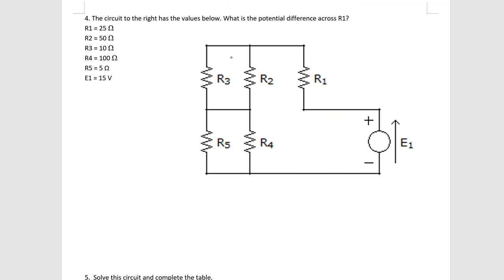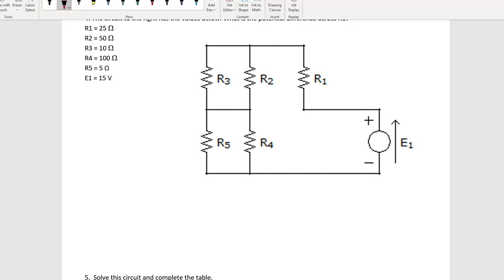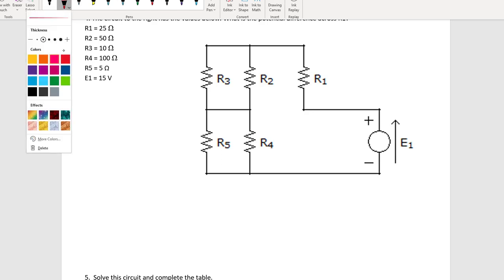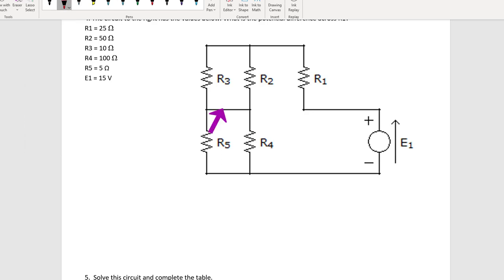Alright, so question 4 is a little bit like question 3. You've got all the resistors and you know that the potential that's provided by the power source is 15 volts. So you want to basically get this pack of resistors down to one equivalent resistor. What seems to confuse people most of the time with this one is that they see this pack of resistors here, and they panic a little bit.